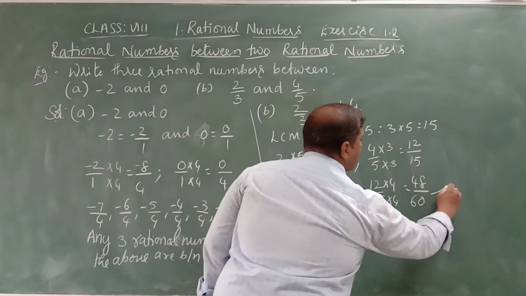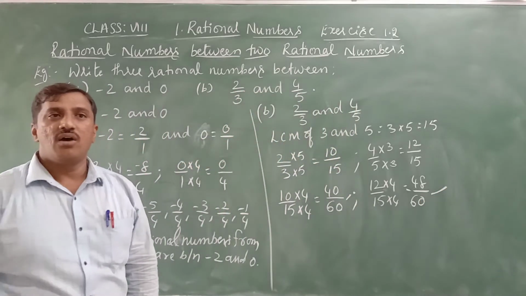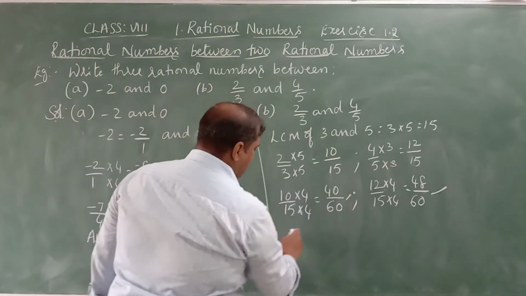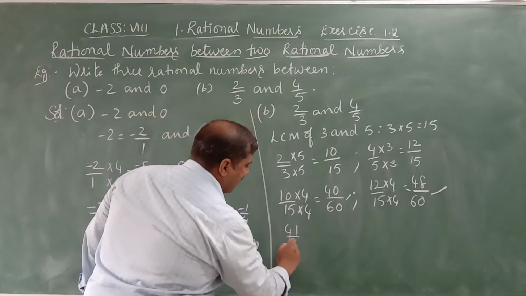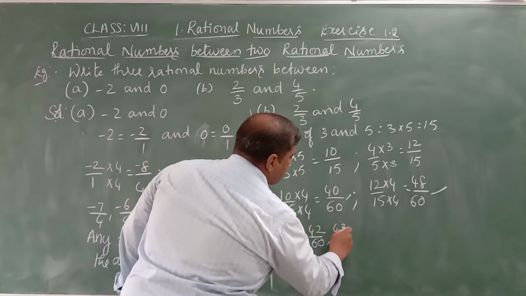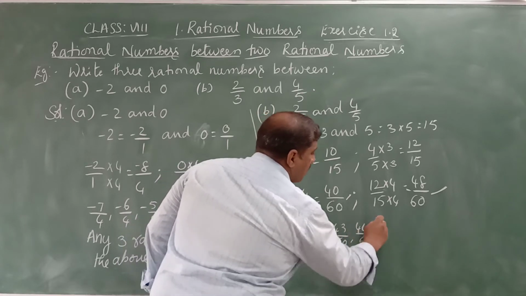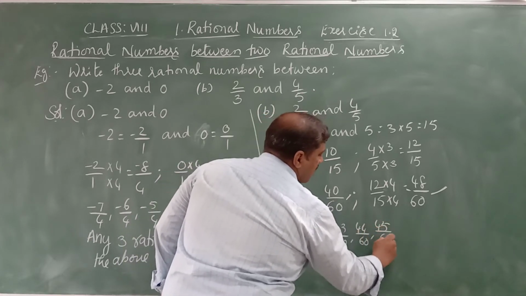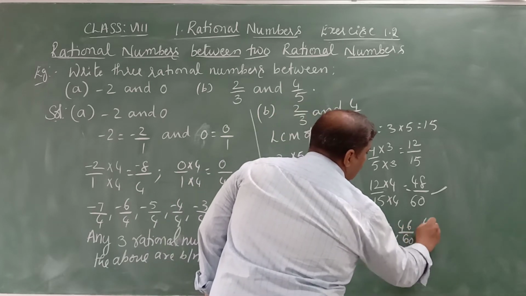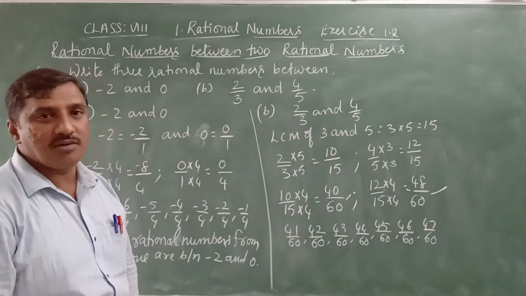Now you take 48 by 60 and 40 by 60. We have the required number of rational numbers. After 40, what it will be is 41 by 60, 42 by 60, 43 by 60, and 44 by 60, 45 by 60, 46 by 60, and 47 by 60. So here we got again 7 rational numbers.